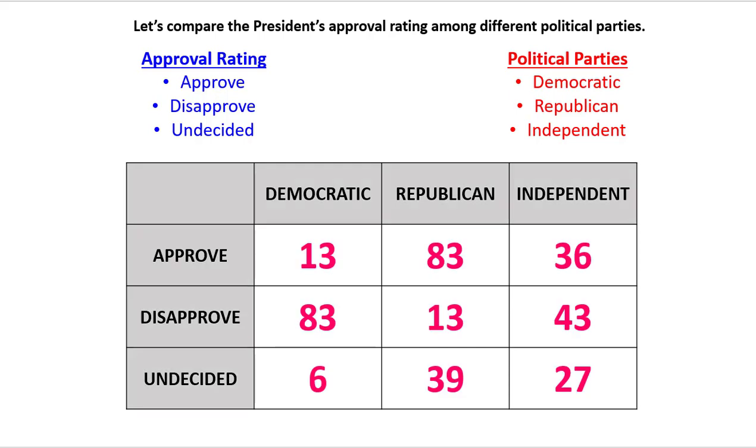So for example, we know that there are 13 people who are Democratic and approve of the president, while there are 83 people who are Democratic and disapprove. And then there are 6 Democrats who are undecided. So we can use this table to answer questions regarding who approves and which political party they belong to. Expressing the information this way may be a little easier to read and has much less confusion.